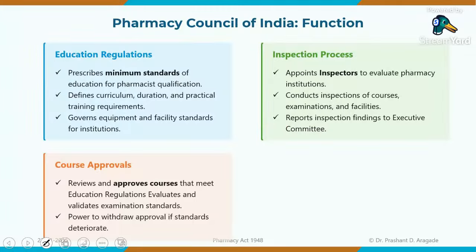After the inspector submits the report to the PCI, PCI can review that inspection report and give approval to the DPharm, BPharm, MPharm, PharmD institutes that meet the education regulations. Then they have the power to withdraw the approval if standards deteriorate.